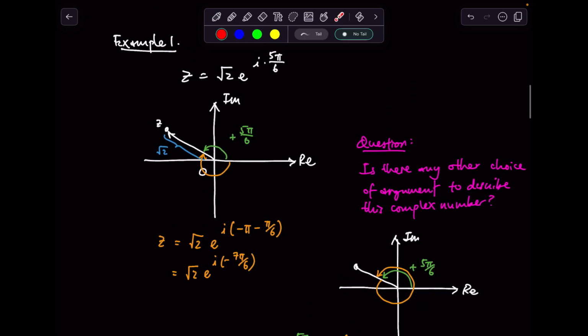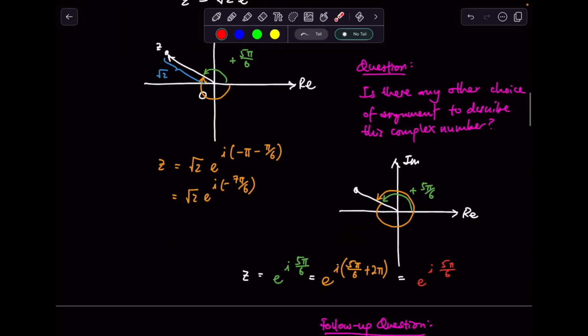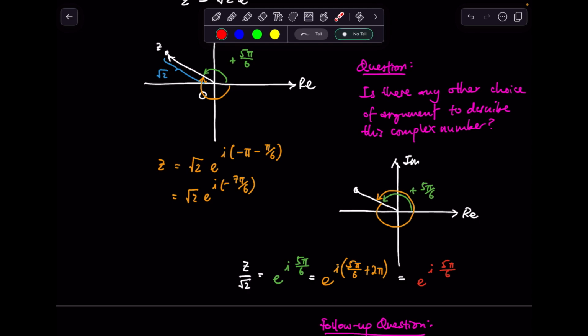Okay, I guess in this case, let me just write it as z divided by root 2 because I didn't put the modulus there. But yeah, it still describes the complex number z, just without the length of root 2. Okay, what else? Right, if I can turn one full round, can I turn 2 full rounds? Turns out I can. Can I turn 3 full rounds? Turns out I also can.